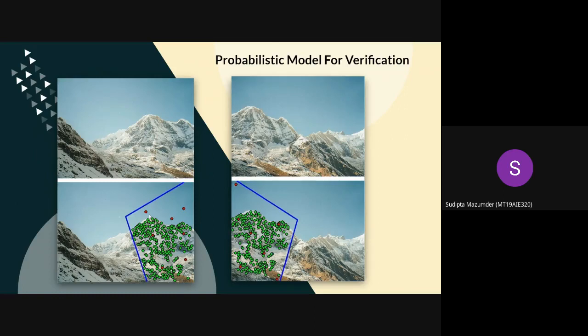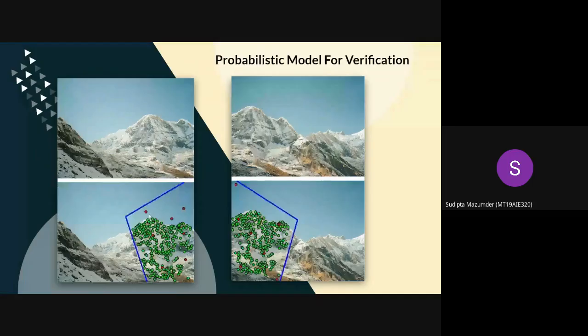Let us now continue further by looking at the next step, which is the probabilistic model for verification. In the previous step, we have seen that we have been able to form panoramas. However, it is also important that we make sure that the resultant panorama is free of noise and is as efficient as possible. To do that, we do this probabilistic modeling. If we go to the next slide, we'll be able to see.